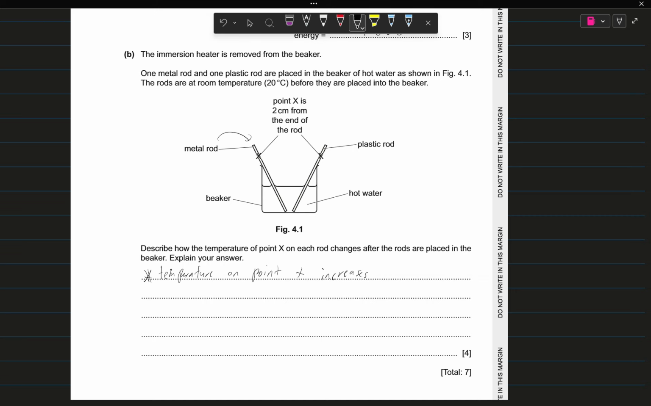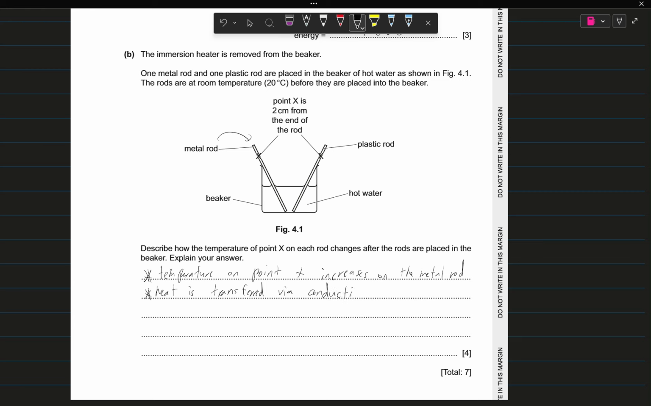And of course, we also have to point out what point X exactly is. So in this case, it will be on the metal rod. Okay, so of course the temperature will increase, but we have to explain how. So that will occur by the process of conduction. So heat is transferred throughout via conduction.